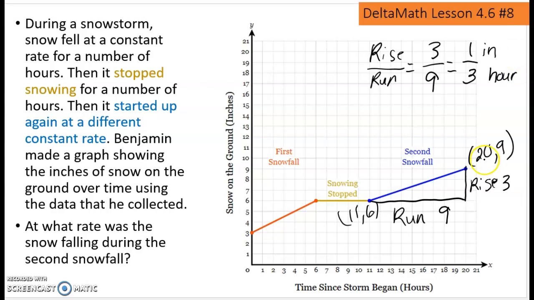You could have also taken the coordinates and done 20 take away 11 as your x's and your y's, 9 take away 6. You get the same thing. So remember, you can calculate your rate by using either your rise over your run, by drawing in that triangle, or using your coordinates and simplifying, so that you find that the rate the snow was falling was 1 inch over 3 hours.